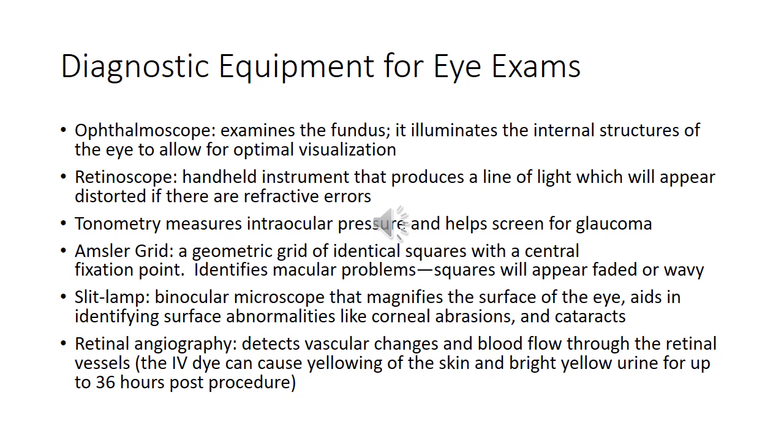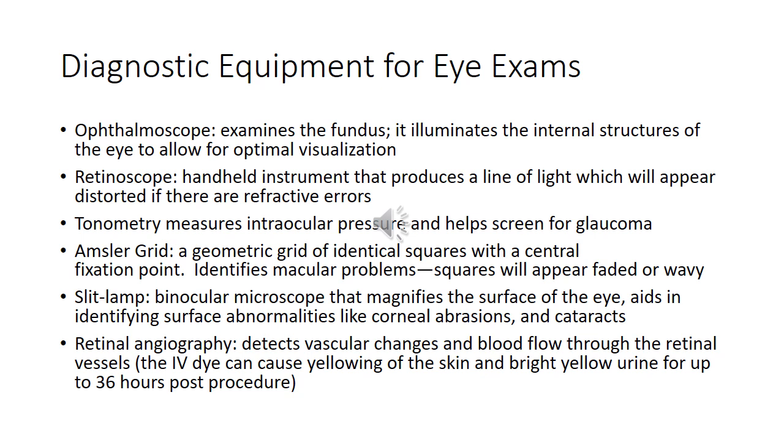There are several pieces of equipment that we use for eye exams. The most common is the ophthalmoscope, which examines the fundus of the eye. It illuminates the internal structure of the eye and allows for optimal visualization. The retinoscope is a handheld instrument that produces a line of light which will appear distorted if there are any refractive errors. Tonometry measures the intraocular pressure and helps screen for glaucoma.